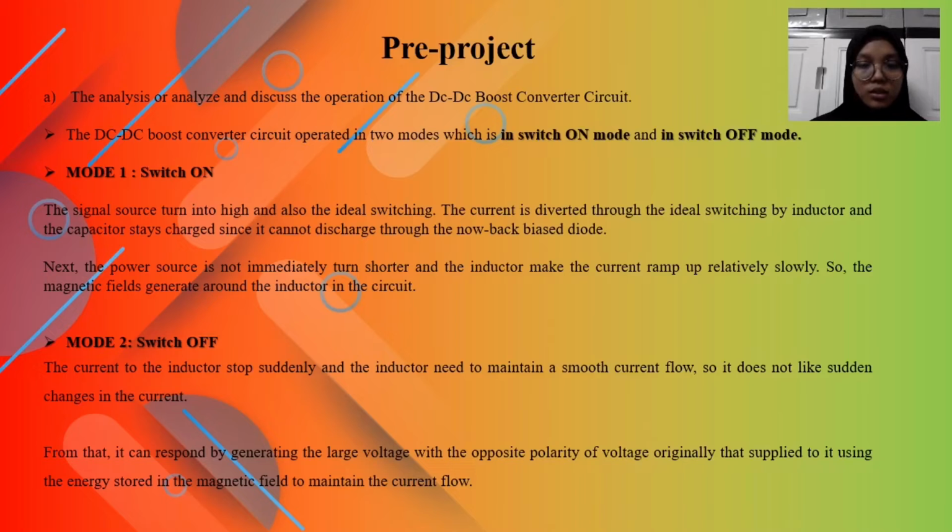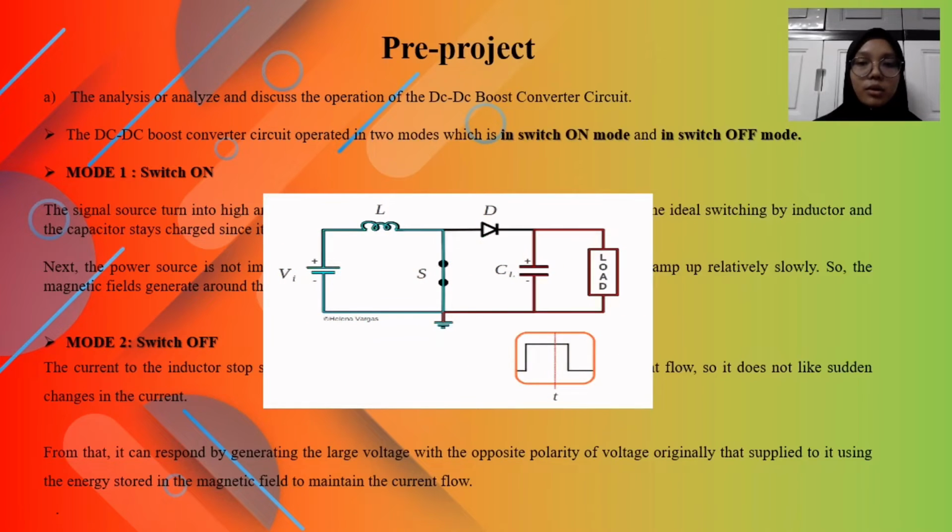For mode 2, which is switch off, the current to the inductor stops suddenly and the inductor needs to maintain a smooth current flow, so it does not like sudden changes in the current. It responds by generating a large voltage with the opposite polarity to the voltage originally supplied to it, using the energy stored in the magnetic field to maintain the current flow. This is an example of how the DC to DC boost converter circuit works.